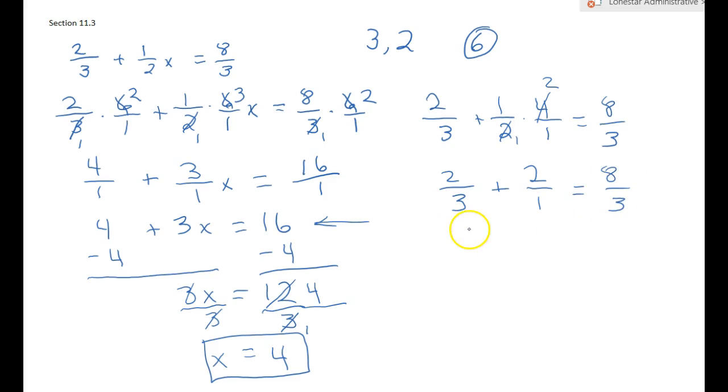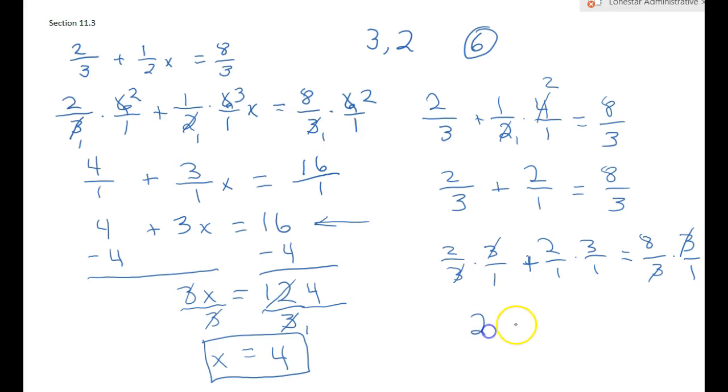And we can multiply everything by 3. 2/3 times 3 over 1 plus 2 over 1 times 3 over 1 equals 8/3 times 3 over 1. And the 3's cancel. And so we have 2 over 1 in the first term is 2, plus 2 times 3 is 6 over 1 is going to just be 6. So does 2 plus 6 equal 8? And it does. So now we know that x equals 4 is the correct answer.